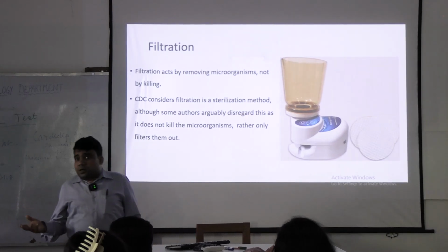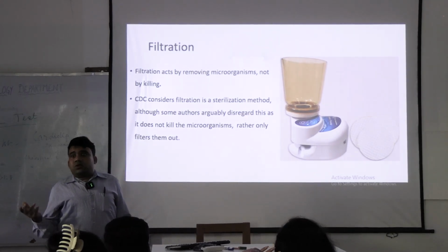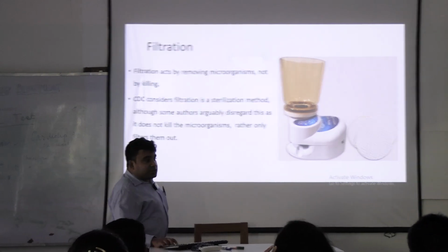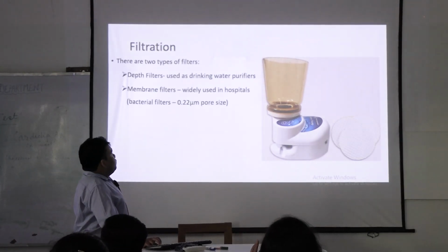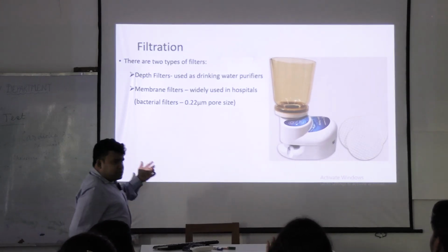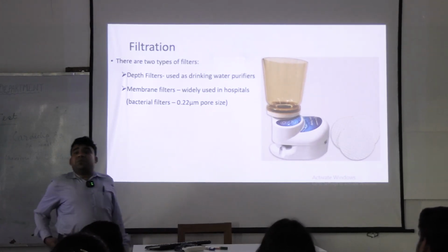Like fresh frozen plasma. How can we heat it? It will get denatured. So we need to use filtration. So many body fluid filters. Now the filters will be two types. You have seen the depth filters, and another is the membrane filter.